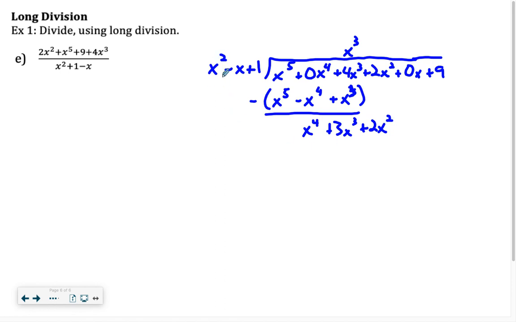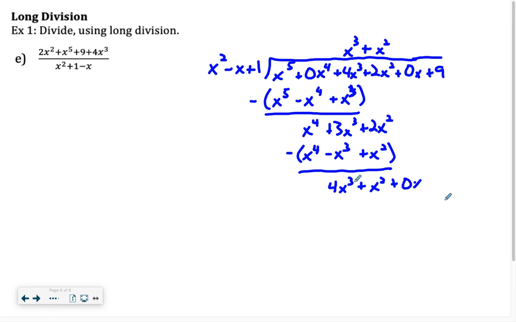And repeat the process. So x squared times x squared would get me x to the 4th. Then multiply x squared times everything here. That would get me negative x cubed plus 1x squared, and subtract. So these cancel. 3x cubed minus negative x cubed would be 4x cubed. 2x squared minus x squared would be 1x squared. And next I'm bringing down a 0x.